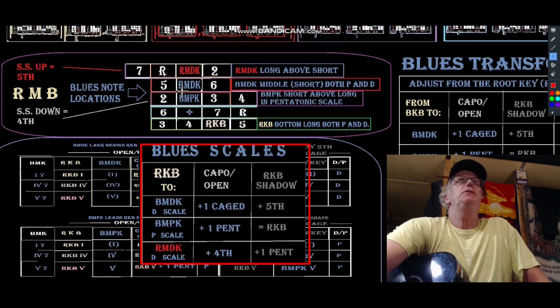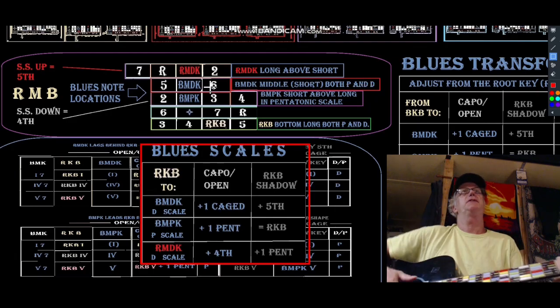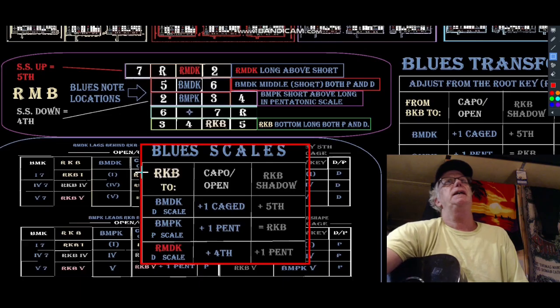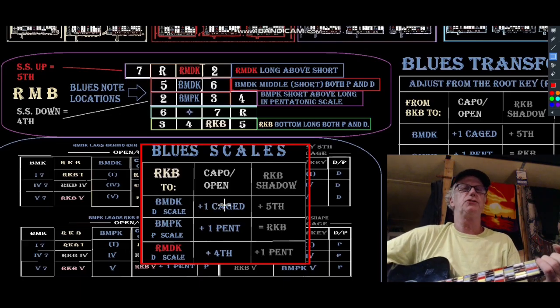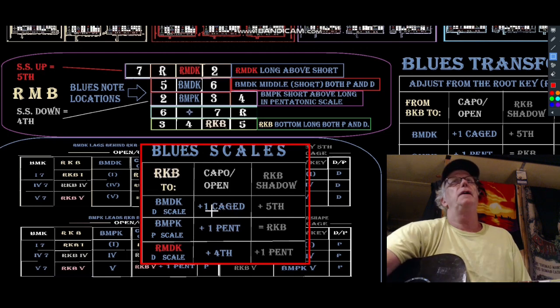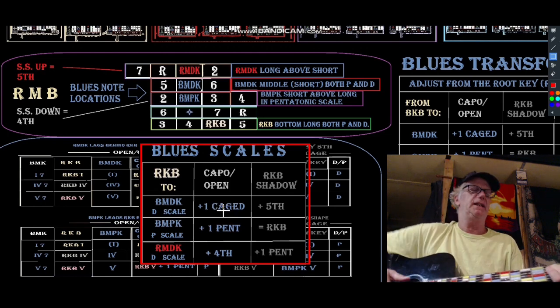When we go to the Blues Master diatonic key, the Blues Magic diatonic key is right here. It's going to be the middle. BMDK is the middle of the short in both pentatonic and diatonic forms. Okay, so when we go to our BMDK in the open, it's going to be +1 caged. So C goes to what? C goes to A in cage. So we go.